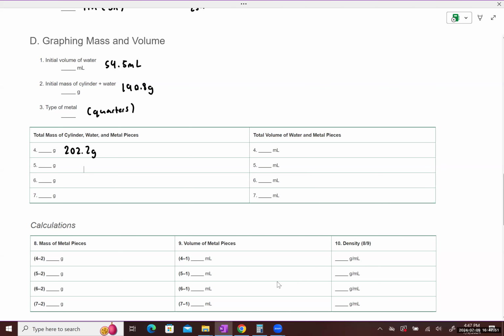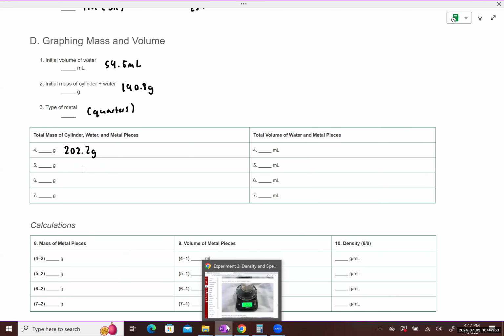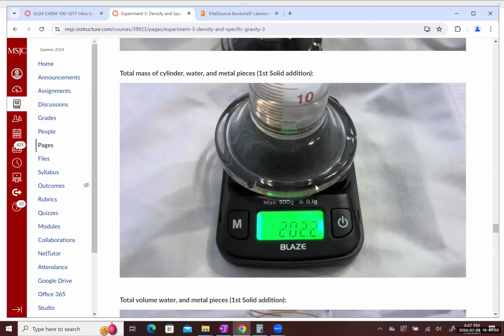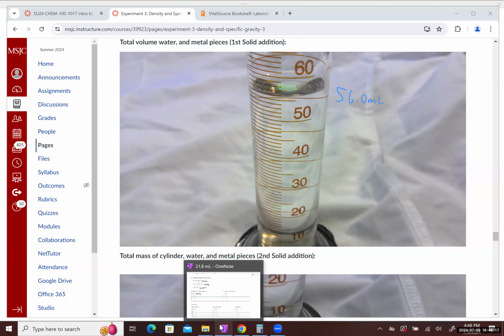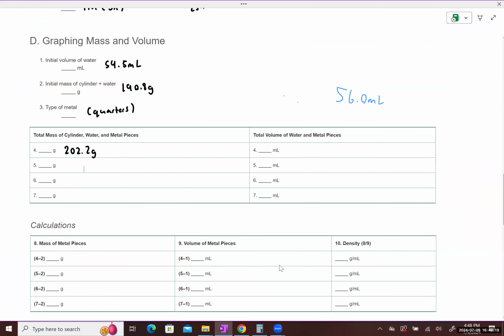From here now, we're going to need to record the total volume. So again, in this case, we are somewhere past 55. It looks like we're pretty much right on the mark for 56. So we can write this as 56.0 milliliters. So let's transfer this reading onto our notebook.